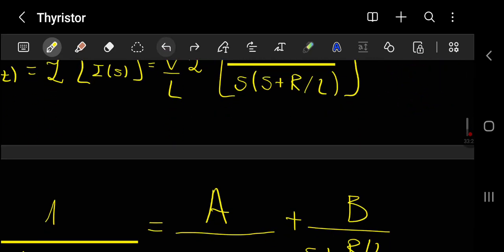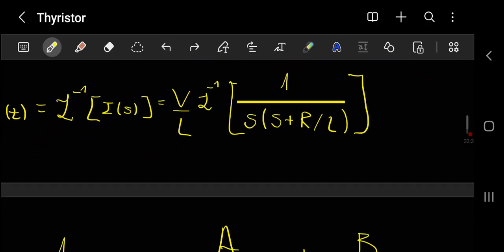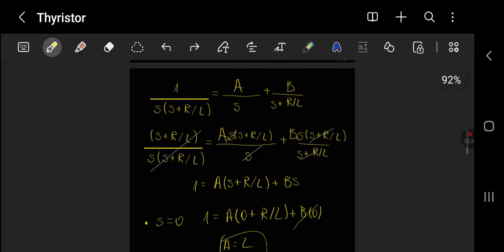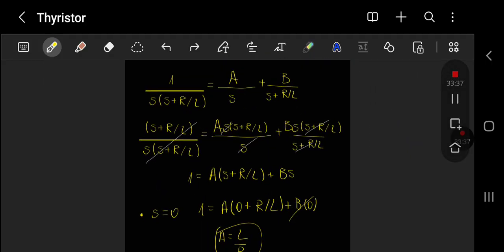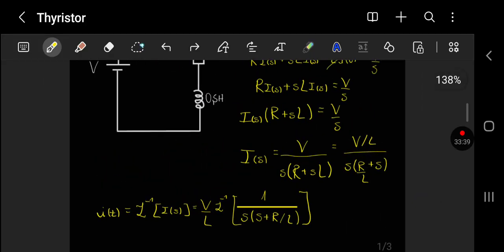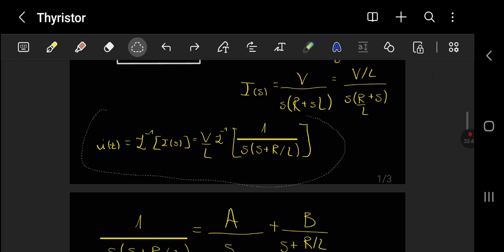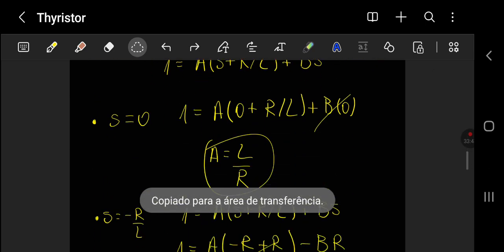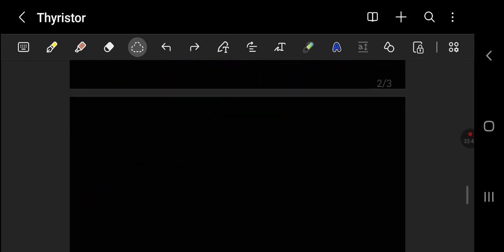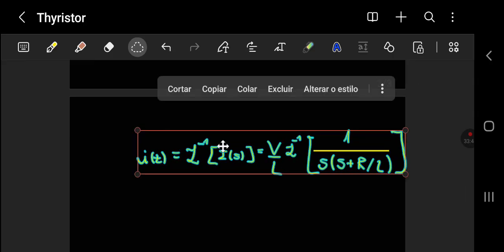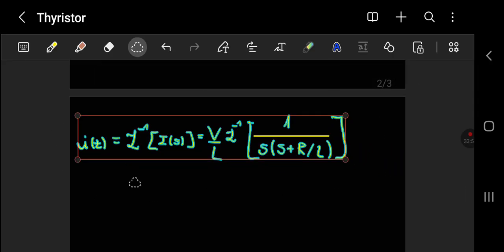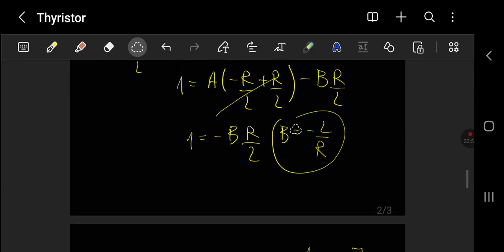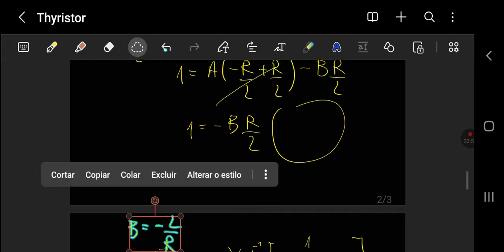Okay, and now we can rewrite this equation for the given inverse Laplace and apply it. Okay, let's copy this and drag this.